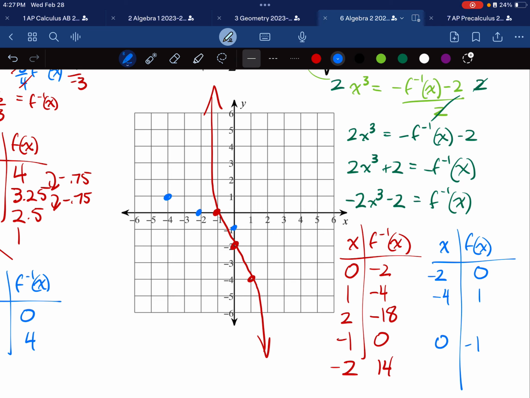And I'm going to do my best attempt to graph this. I'm going to get this line that looks like that. And I'm in a car, so it's a little bit wavy. And there's my best attempt. And just to do a sanity check, if I reflect over this line, y equals x, it looks about like a reflection.